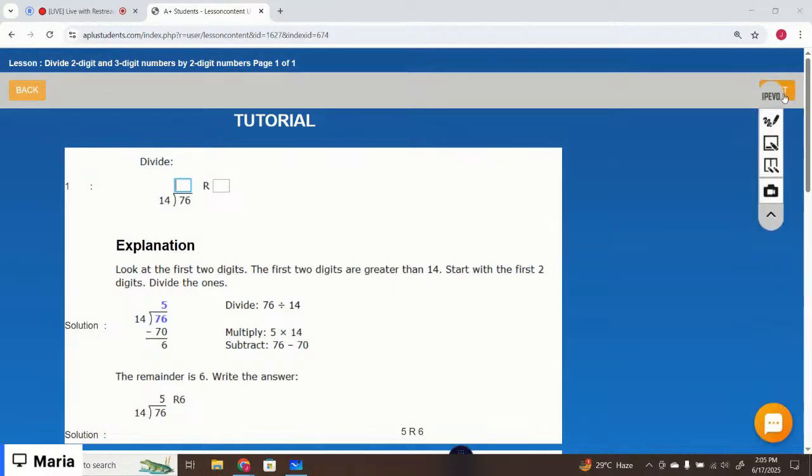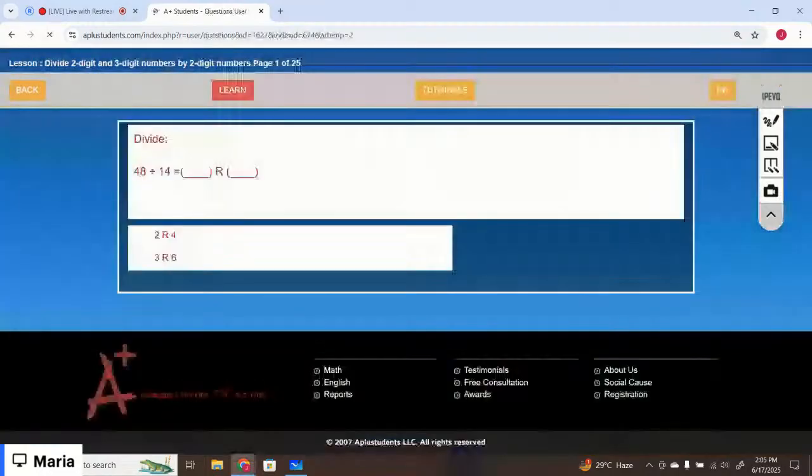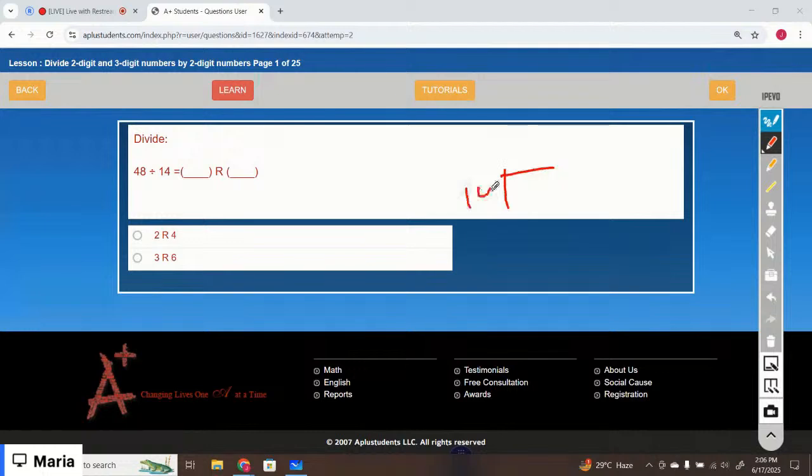Let's just start with the test questions. Forty-eight divided by 14. So 48 divided by 14. So we count the table of 14 until the number that is less than 48.